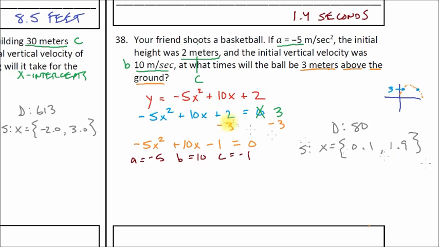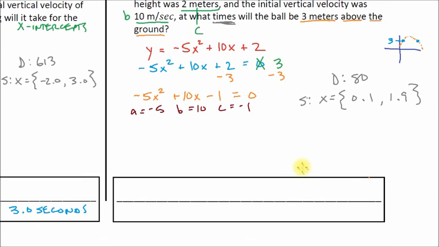So when you answer the question, because it says at what times will the ball be at 3 meters, you're going to be saying the ball will be 3 meters high at 0.1 seconds, and your answer should also have 1.9 seconds.